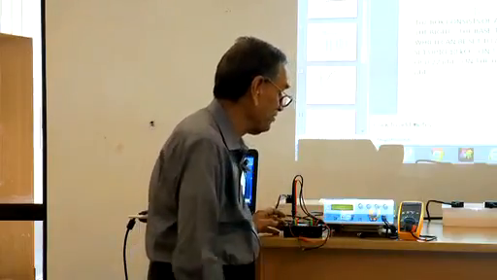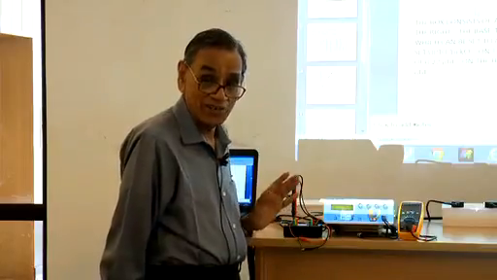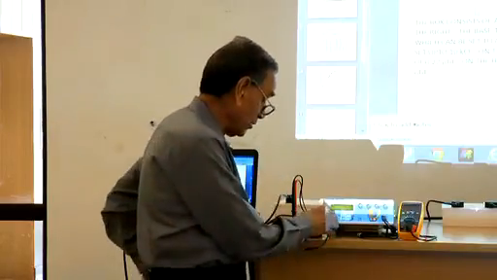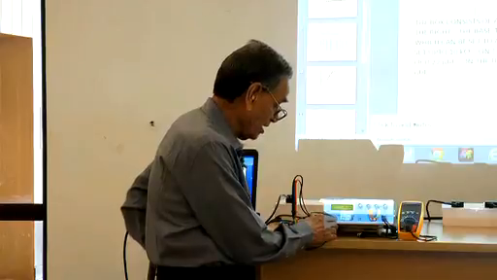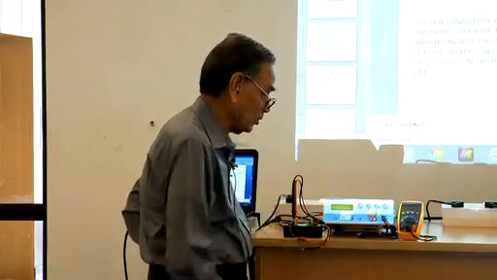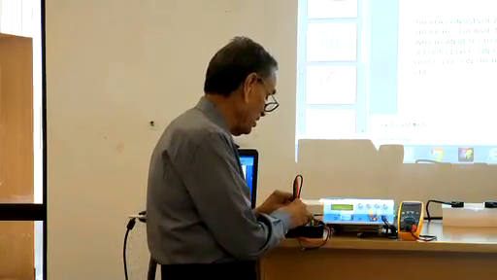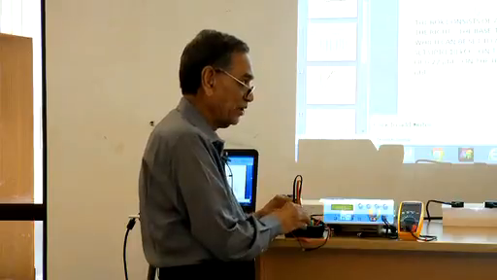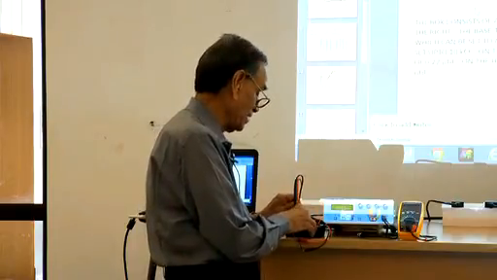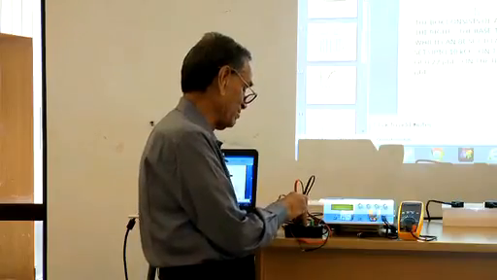If I reduce the frequency, output voltage is small, so it doesn't allow low frequencies to pass through, but it allows high frequency to go through. You will see the input and output ratio is nearly 1. So this is a high pass filter.